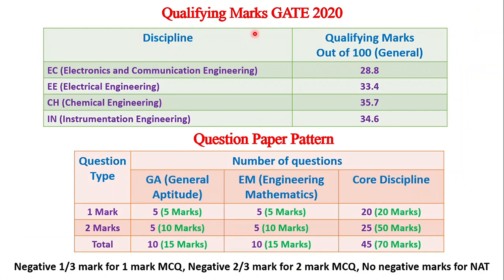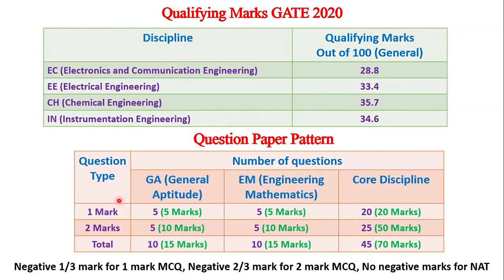Before going to the GATE control systems, let me quickly review what happened in the past GATE examination, that is GATE 2020. If you look into the various disciplines, electronics and communication engineering, electrical engineering, chemical engineering, instrumentation engineering, the qualifying marks out of 100 for the general category are 28.8 in the case of ECE, 33.4 for EEE, 35.7 for chemical, and 34.6 for instrumentation. I am sure the students of EEE and ECE will be eager to surpass this score.